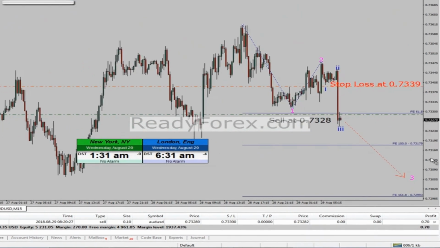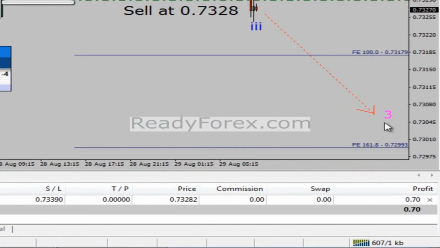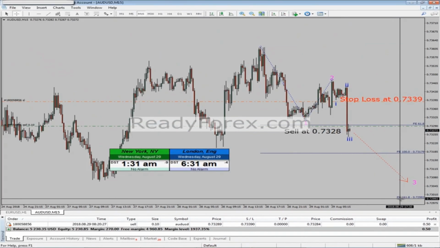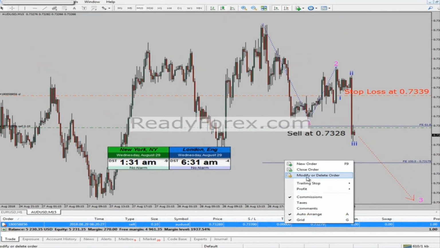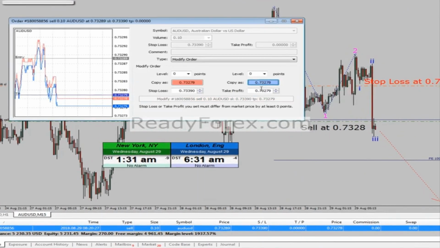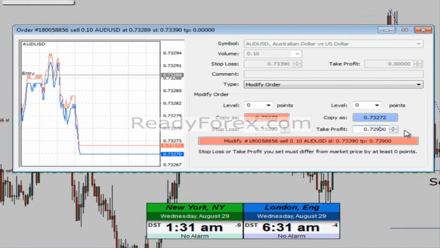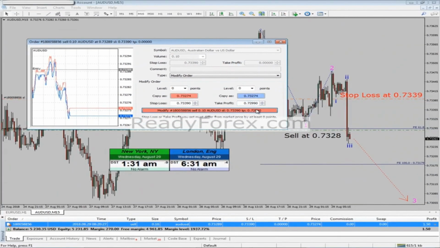Based on these calculations, I think we're going to target 0.7299. Let me add the take profit. Go to modify. 0.7299. Modify.